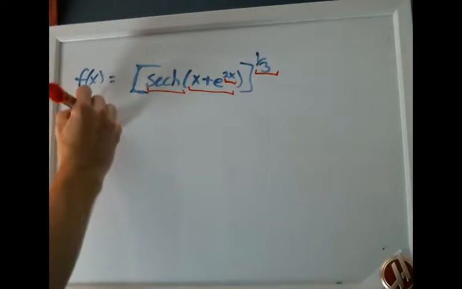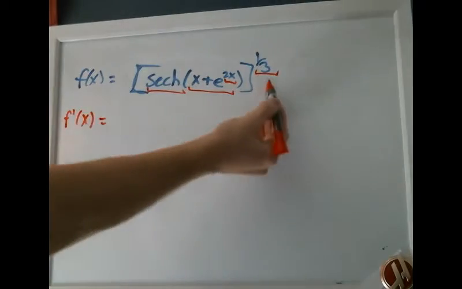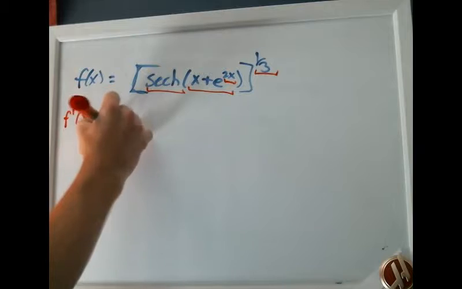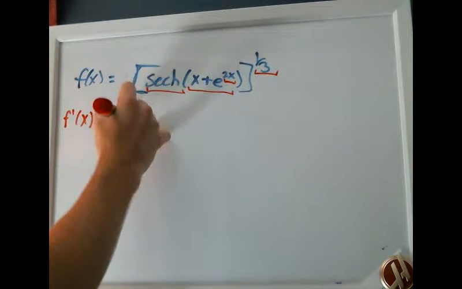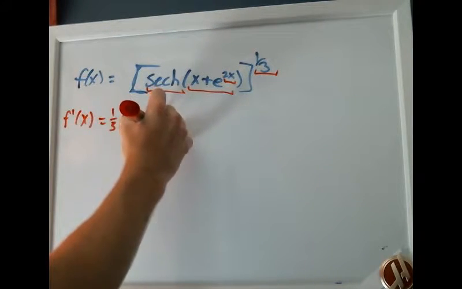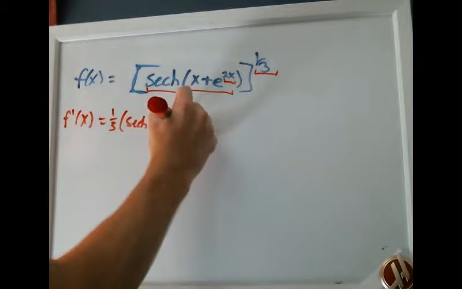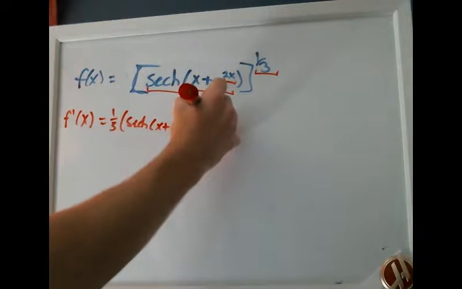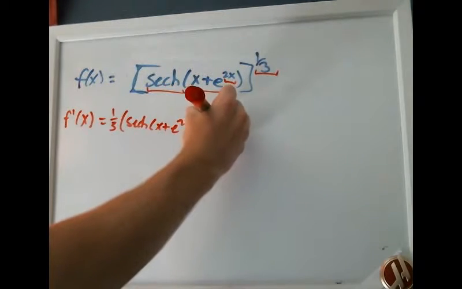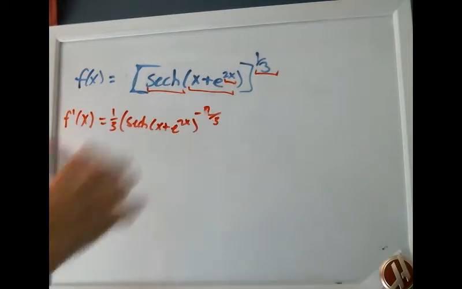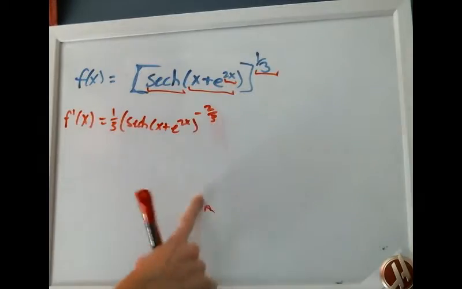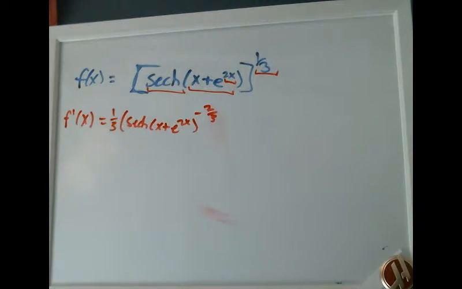So f prime of x, to start with, we're going to start with the outside and work our way in. Using power rule, we know that the 1/3 is going to come out front. 1/3 secant hyperbolic. Remember, the inside does not change. x plus e to the 2x, to the negative 2/3 power. Remember, 1/3 minus 1 is negative 2/3. Alright, there we go. Negative 2/3 power. So that's the first step done.